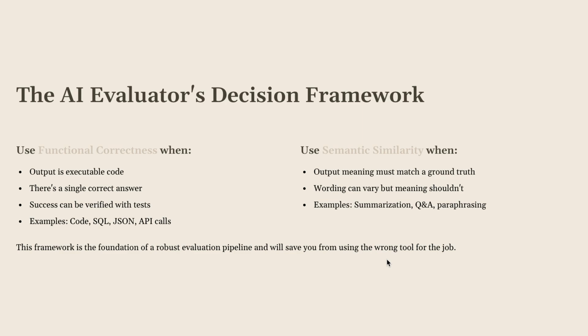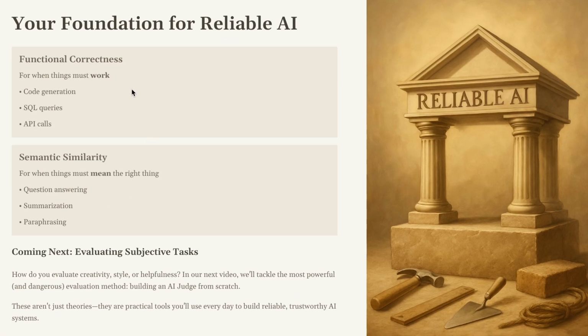So there you have it, the 2 pillars of objective AI evaluation. Functional correctness for when things must work, and semantic similarity for when they must mean the right thing. These aren't just theories. They are the practical tools you'll use every day to build reliable, trustworthy AI systems.